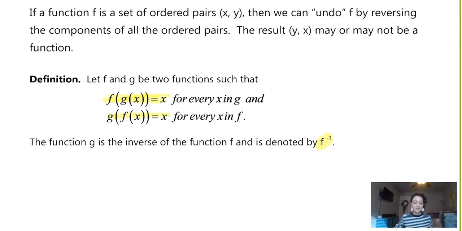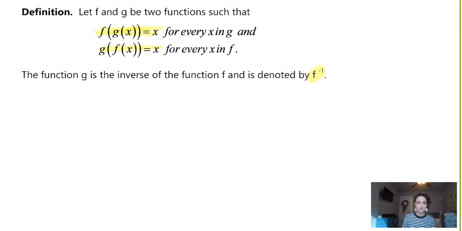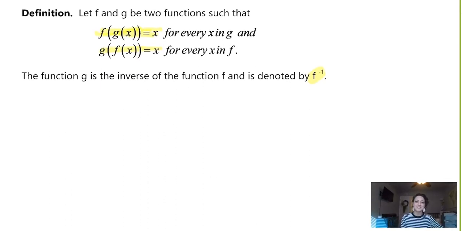All right. Okay, so let's read a little bit and then I'll let you know what I want you to write down. A function f is a set of ordered pairs x, y. Then we can undo f by reversing the components of all the ordered pairs. Now the result y comma x may or may not be a function, right, as we just saw earlier. Okay, here's what I would like for you to write down. I'm going to scroll up here so you can see this. And of course, pause your screen, can you please copy what I have?